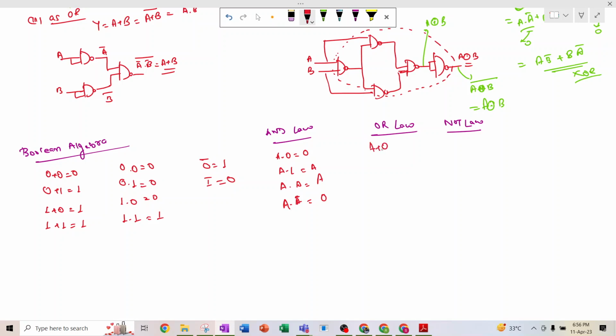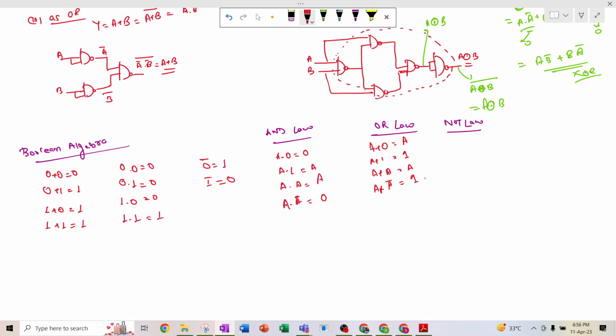For the OR, okay, so this output will be A. This is 1 plus A, that means it will be 1. This is A plus A, this is A, and this will be 1 again.